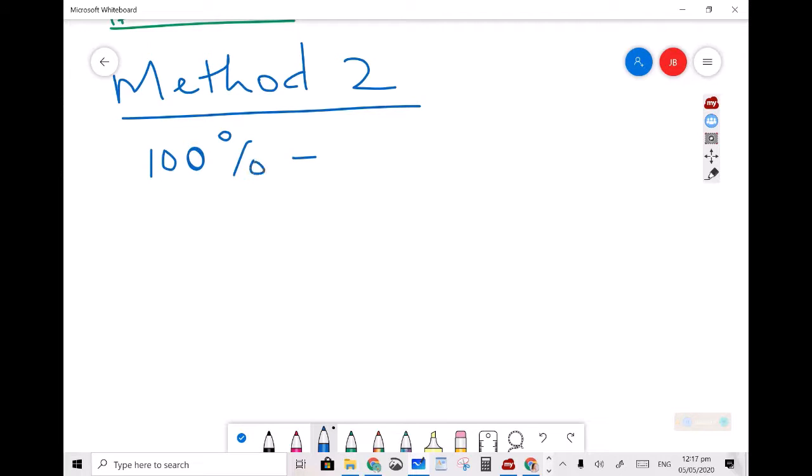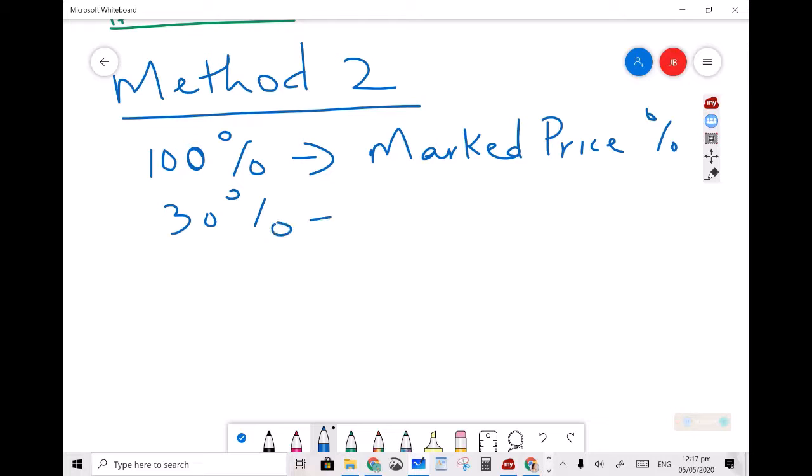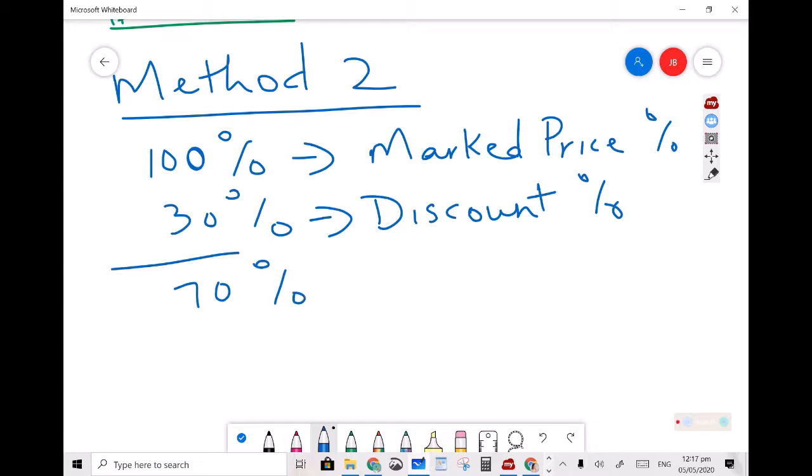100% would actually be our marked price percent, and 30% would be our discount percent. We minus both of them and we get 70%. This 70% would actually be our new selling price.